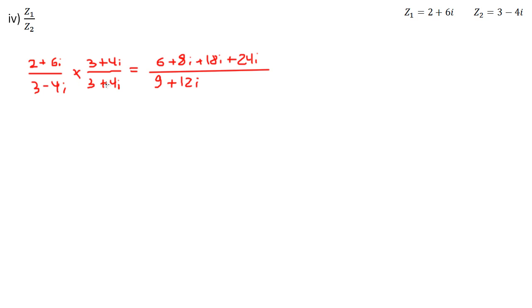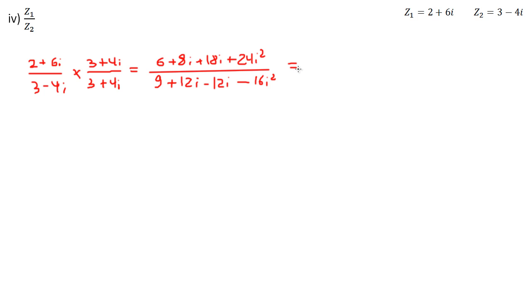Minus 4i times 3 is minus 12i, so this 2 will cancel out, and then minus 4 times plus 4 is minus 16i squared, and that is y squared as well. Forgot about that. Try not to forget it though, because it's very important.